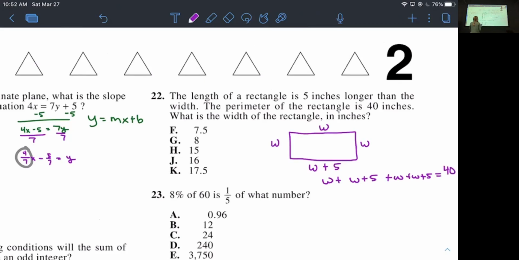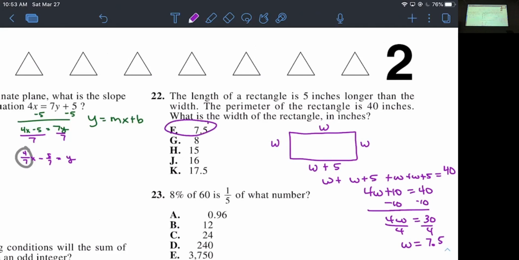Well, if you combine like terms, you've got 4W plus 10 equals 40. Subtract 10, subtract 10. 4W equals 30. Divide by 4, divide by 4. And W is going to be 7.5. So the width is 7.5 inches. Questions on 22?